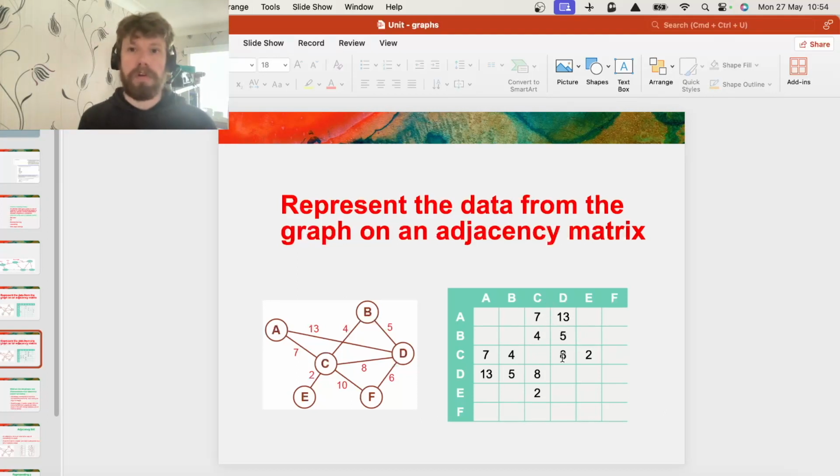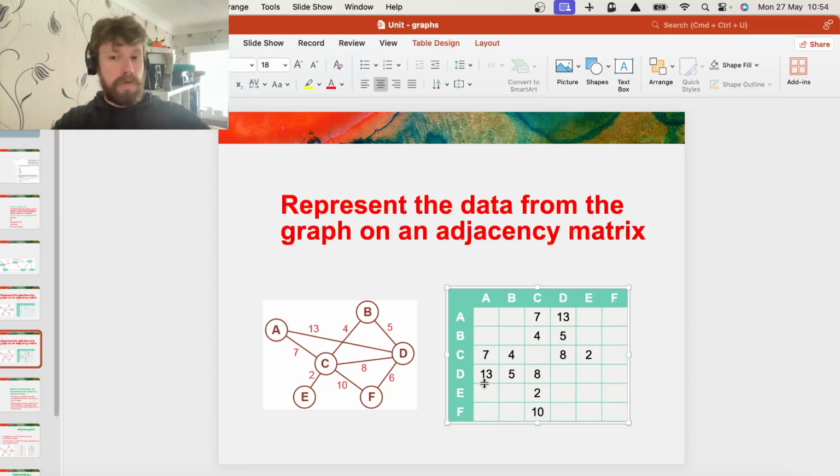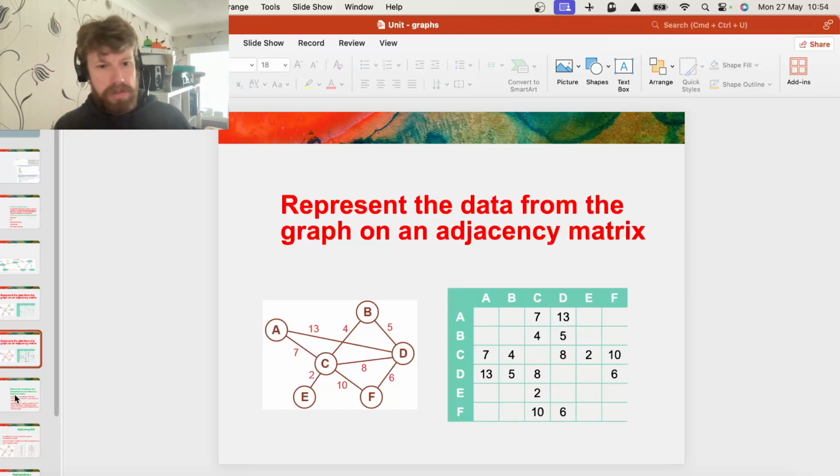Now, to finish this one off, where we have just a couple of values left, I left the C here, so the 10, so C to F, 10. But we have to also remember to put it over here as well. And then the other value that I missed out was the D to F, so that's going to be 6, so D to F, 6, but also remembering to put it over here as well. And that is now the completed adjacency matrix.